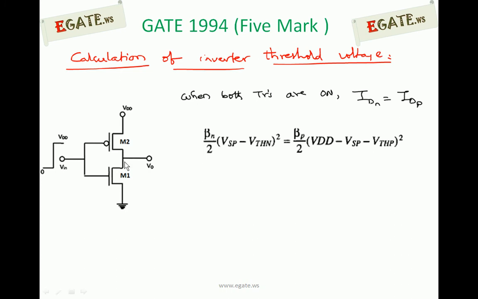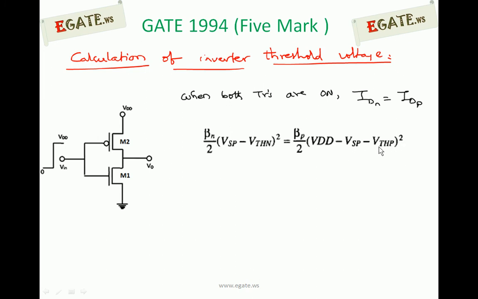VSG minus VT whole square. VSG is nothing but VS, this is VDD, minus VG. So VSG is nothing but VDD minus this V input. V input is nothing but V inversion. So VSG for PMOS can be written as VDD minus VSP. So this is what we have written: VDD minus VSP, which is actually VSG minus VTP whole square.